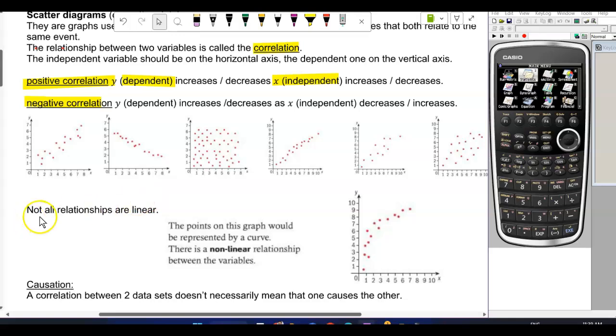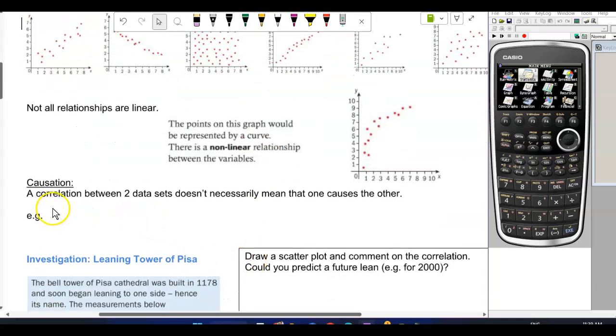Not all relationships are linear. So you have to learn only linear correlations. This is not linear. You can draw a curve like this. This is a non-linear relationship between variables. The correlation between two data sets does not necessarily mean that one causes the other. That is causation. Correlation is not causation.